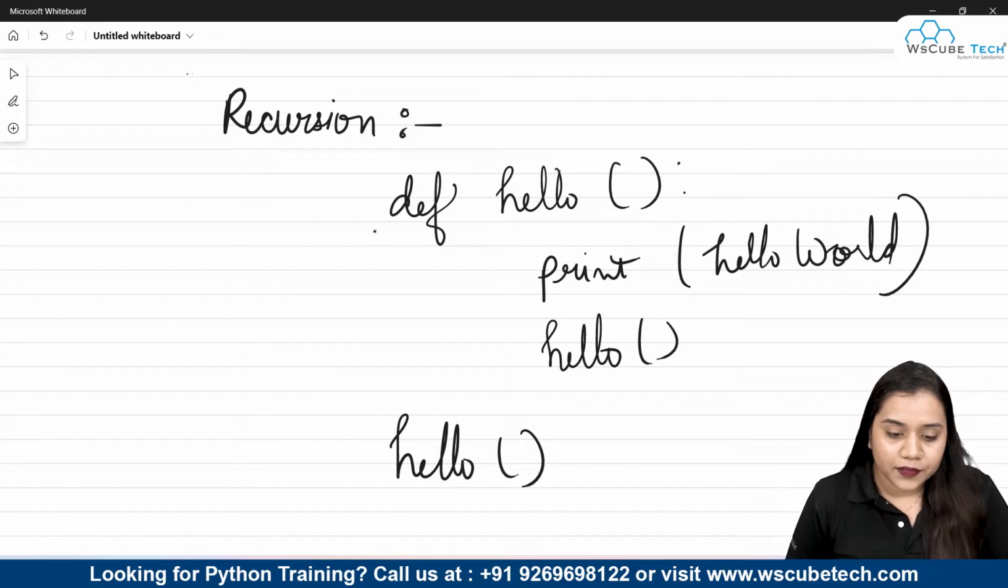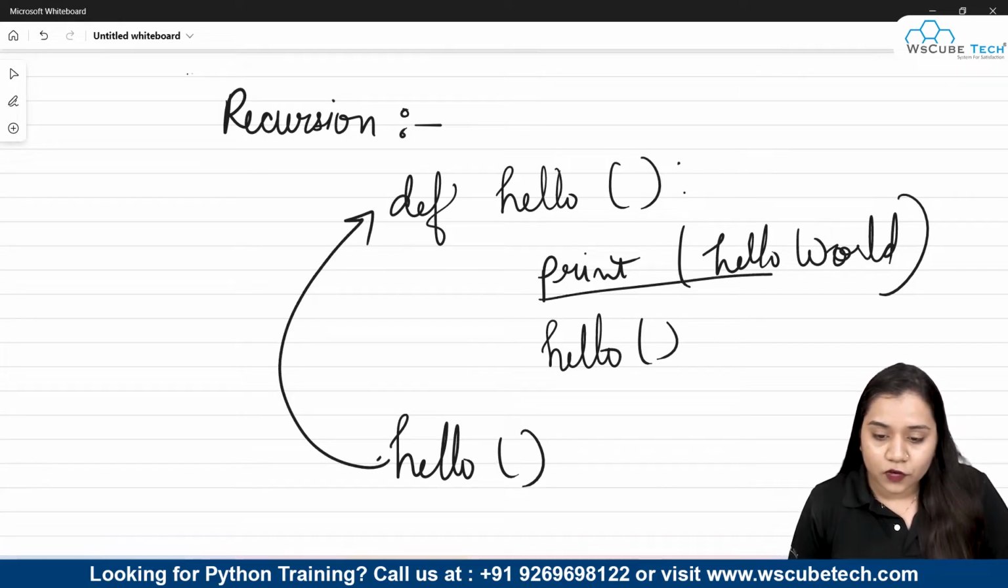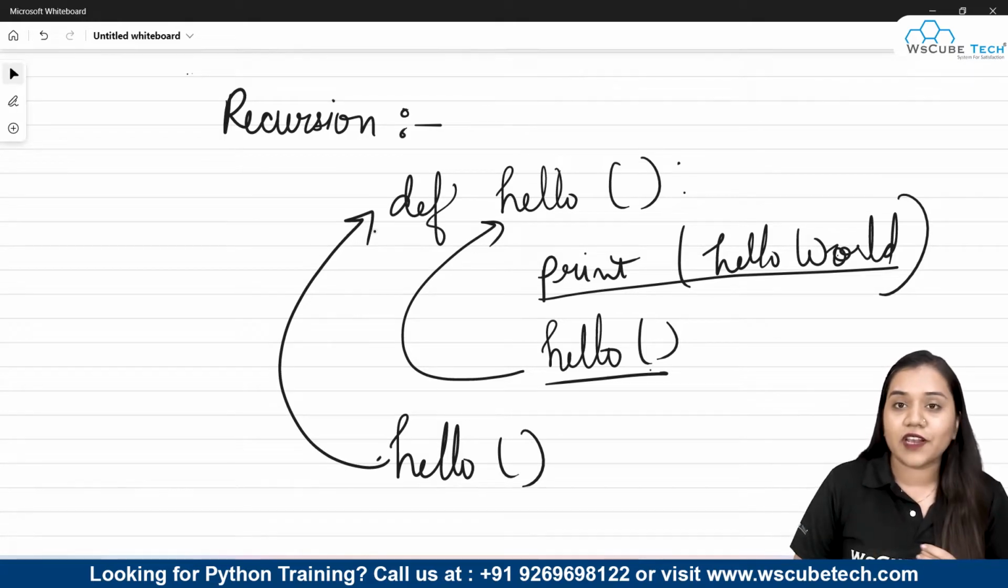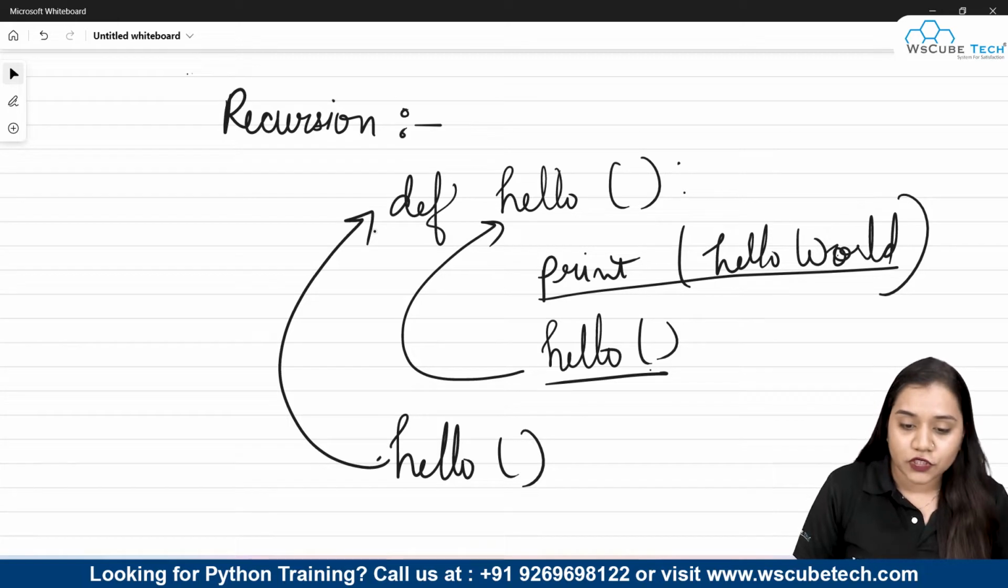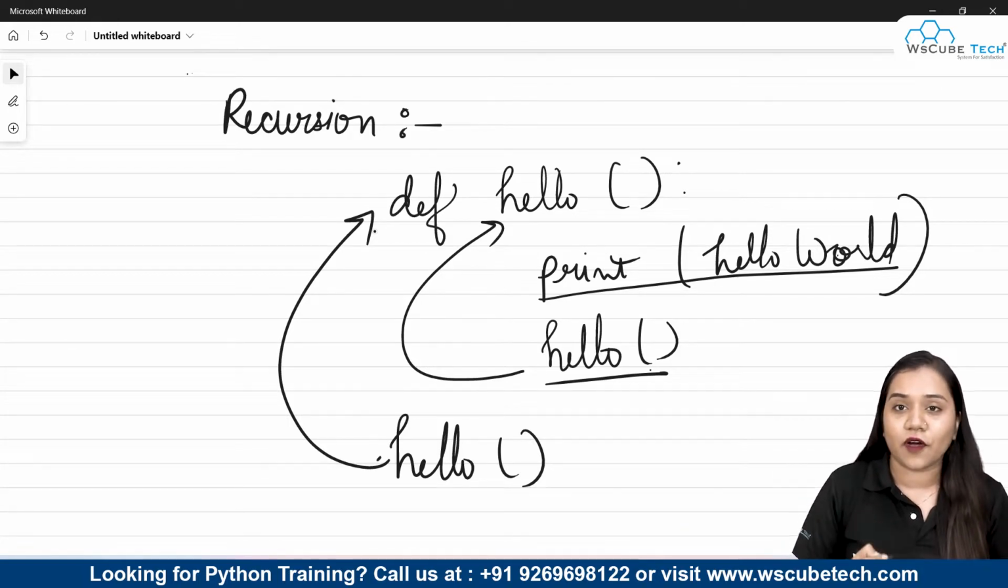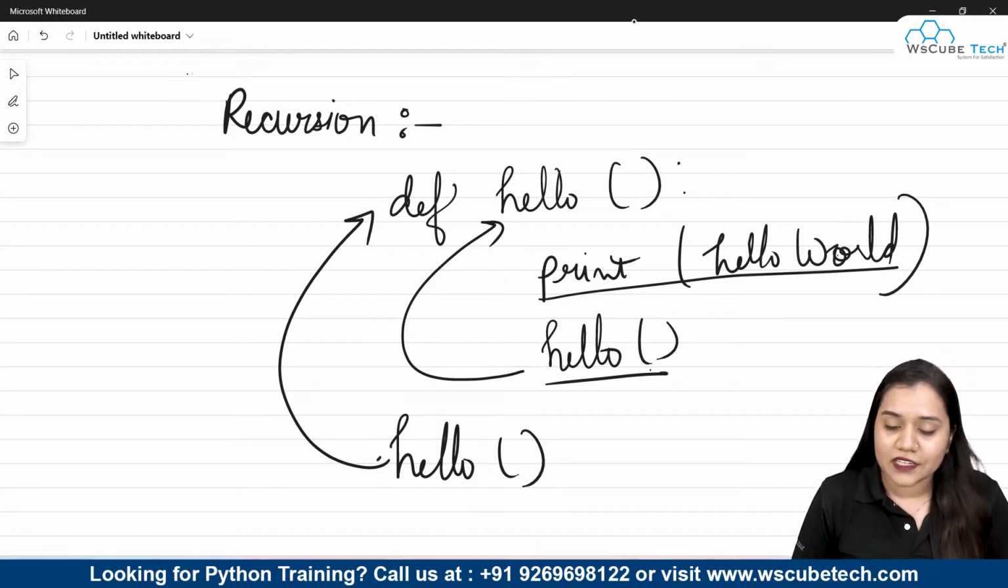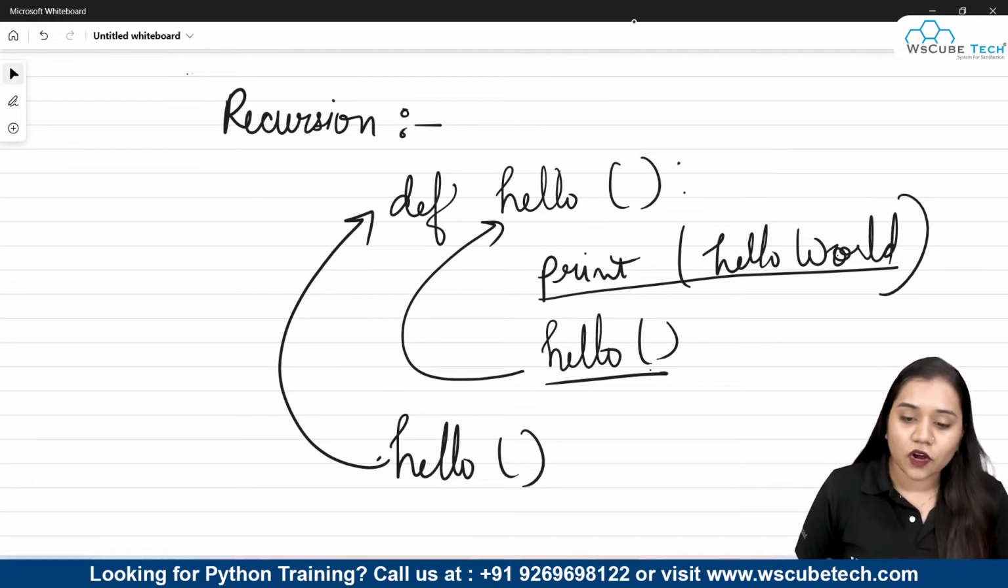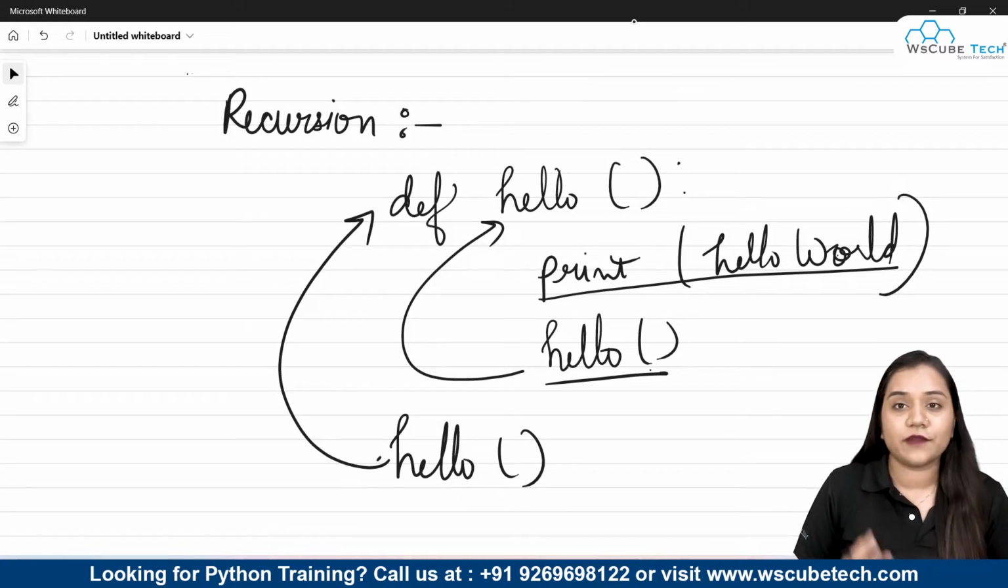So what will happen when we call this function hello? This will go over here, print hello world, and then call this function again. Then again it will go over here, print hello world, and again it will call itself. So what will happen? A continuous loop will start, where it will call the function, then inside the function again it will call itself, then again inside the function it will call itself. So a continuous loop will start that will not stop until it reaches its limit. This is called recursion, where a function calls itself inside a function.